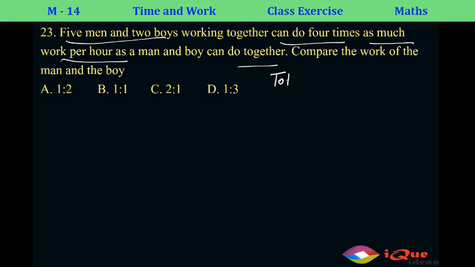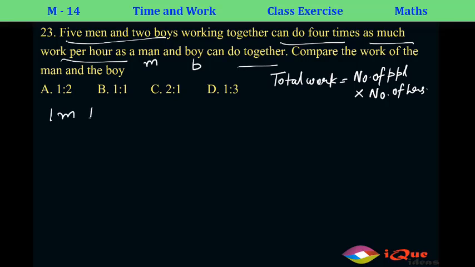We know that the total work is equal to number of people into number of hours, in this case it is not days, it is hours. So let's assume the time to be 1 hour. Let's represent a man by M and a boy by B. So 1 man plus 1 boy, this is the total people, into 1 hour is equal to 1 unit work. We have assumed the total work to be 1 unit.